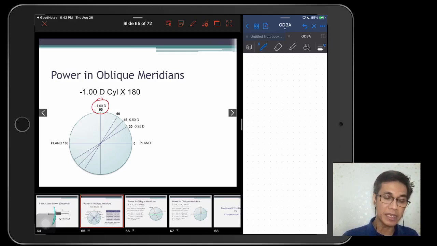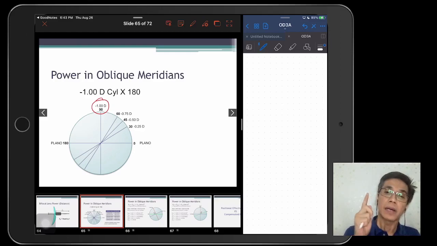Next, kapag sinabi naman natin 60 degrees from the axis, ilan naman natatanggapin yan? Ang tatanggapin naman yan ay 75% of the cylinder power. So, ibig sabihin, ano ba ang 75% ng -1? 0.75 or -0.75. So, ang 60th meridian ko tatanggap ng -0.75.